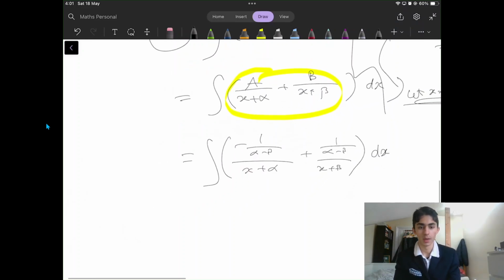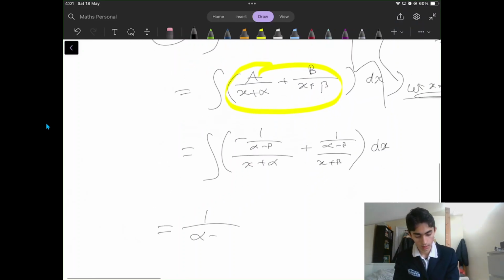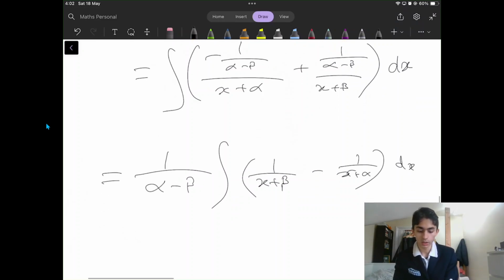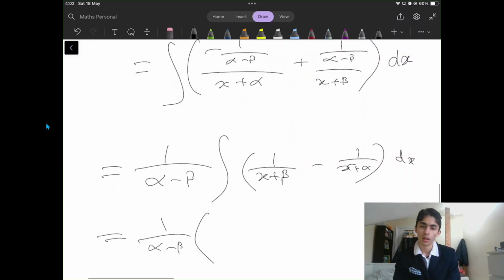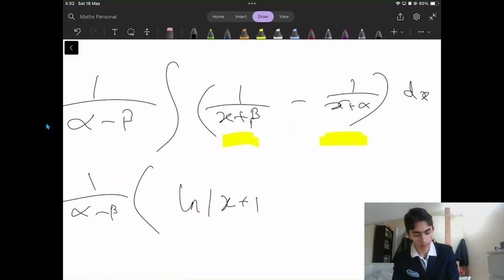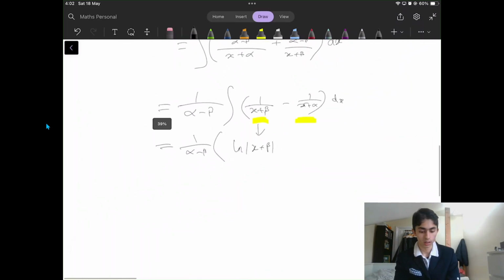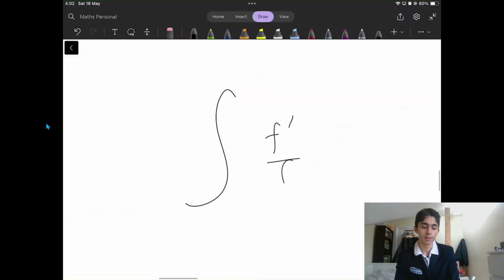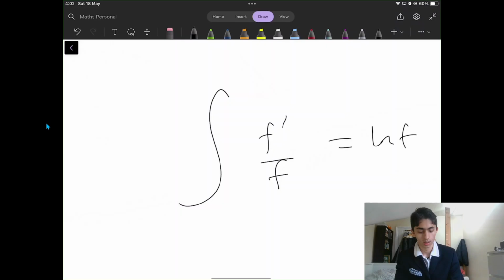We can factorize out the alpha minus beta just outside the integral, and we're left with 1 over x plus beta minus 1 over x plus alpha, dx. And as you all know, integrating these two terms, you just get logarithms, right? You get natural log of x plus beta as the first one. Essentially, I'll tell you, the integral of f prime over f gives you natural log of f, where f is a function of x.